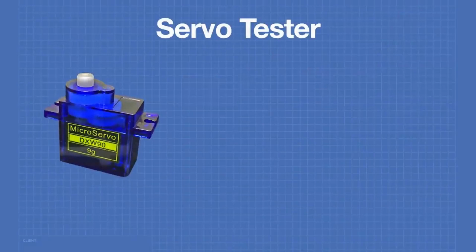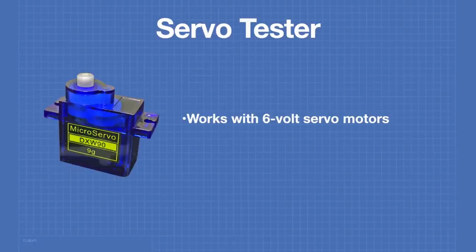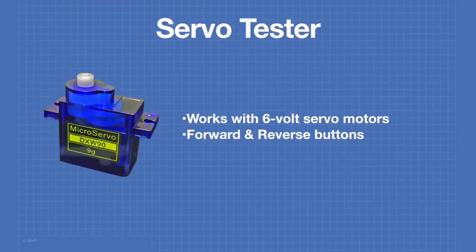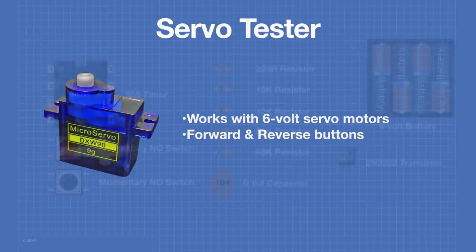555 timer project can be used to test the operation of servo motors. It works with 6-volt servo motors, which are the common hobby type that we normally use in our projects. It has 2 buttons, one to send the servo in forward and another to send it in reverse.